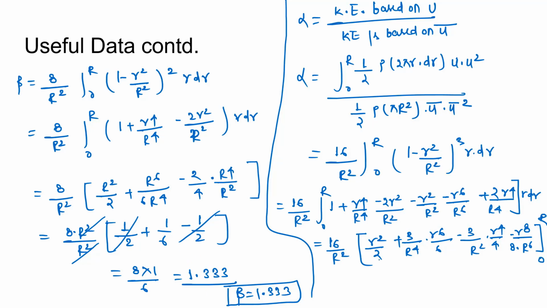If we put the limit capital R here, we can take the R square outside. So this will be 16 into R square divided by R square. The equation which we get is 1 by 2 plus 1 by 2 minus 3 by 4 and minus 1 by 8. So R square will be cut. The value we are getting here is 2. So our kinetic energy correction factor alpha is 2.